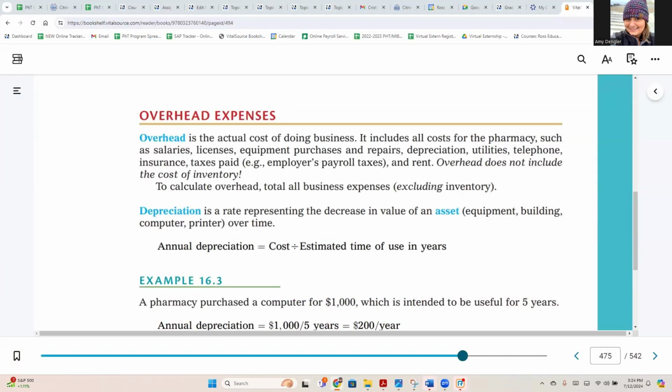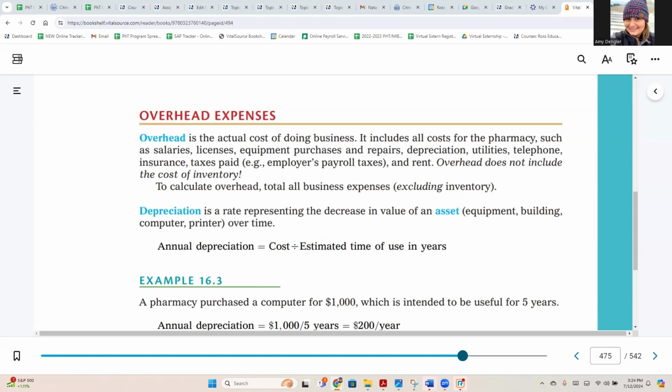Overhead is the actual cost of doing business. It includes all costs for the pharmacy, such as salary, licenses, equipment purchases and repairs, depreciation, utilities, telephone, insurance, taxes paid, and rent. Overhead does not include the cost of inventory. To calculate overhead, total all business expenses, excluding inventory.